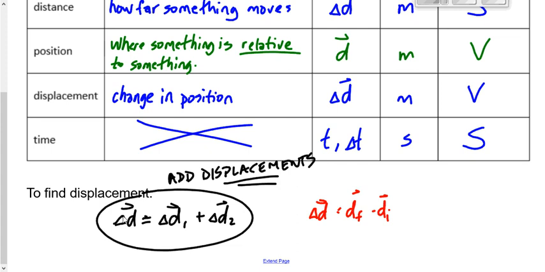But you can imagine if, look, the guy was 10 kilometers north of Dairy Queen, and then he's 5 kilometers north of Dairy Queen. That's not how far he's walked. That's his positions, right? That's where he is and where he was. We don't add those numbers together. If he started at 10 and then he ended up at 5, he hasn't walked 15. And we don't add those together. We subtract them. So if we have displacements, we add them. If we have positions, we subtract them.